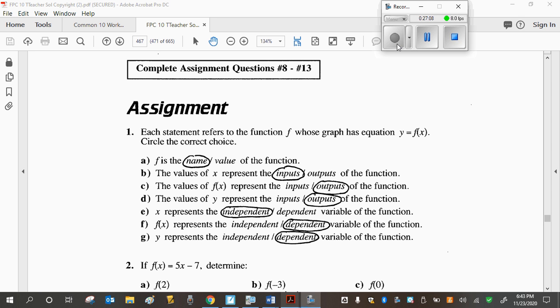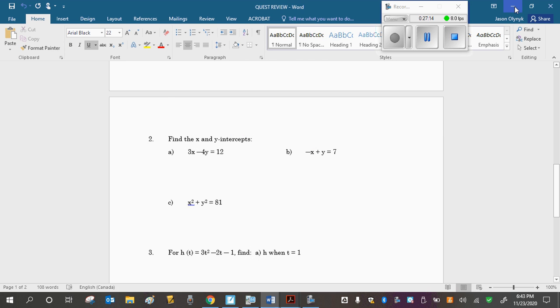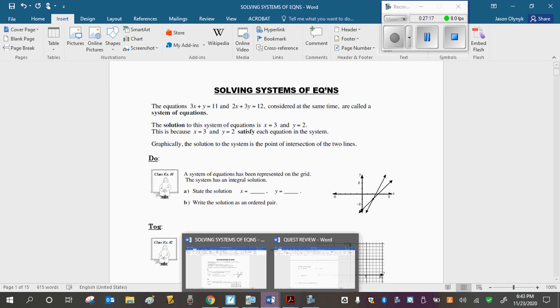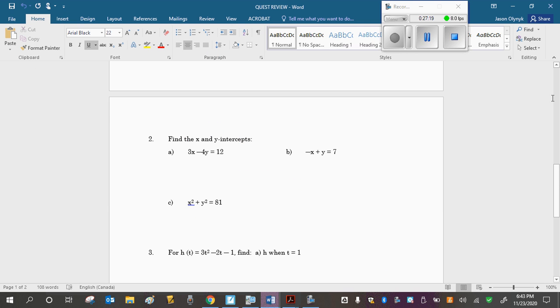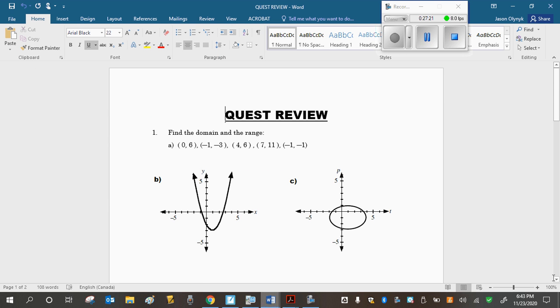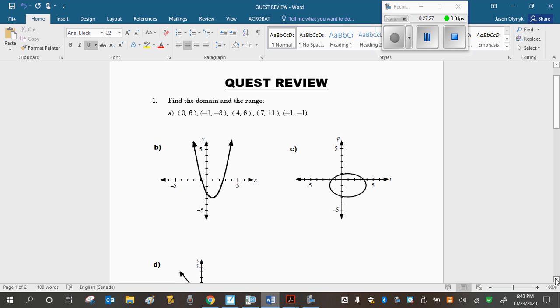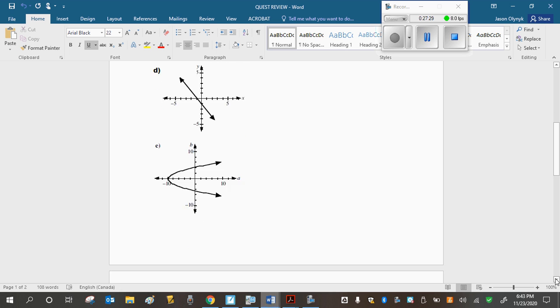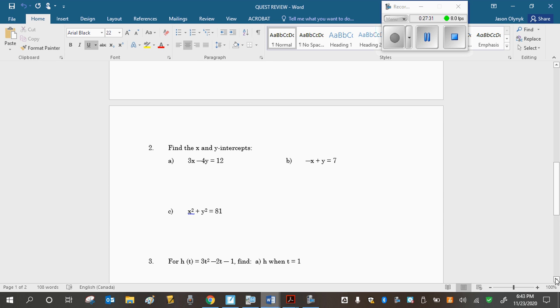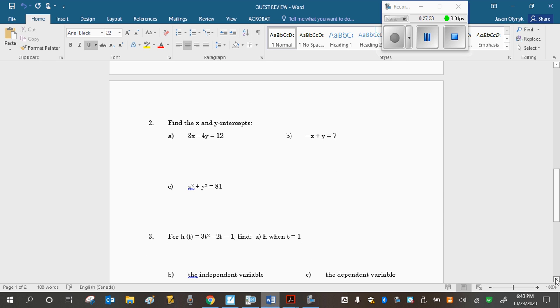And right now, you're going to work on your quest review. There it is. You're going to get handed out this, or you're going to go to Google Classroom and it's attached. This is your quest review. Find the domain and range. These are questions that are on your quest. Number 2, find the x and y intercepts.